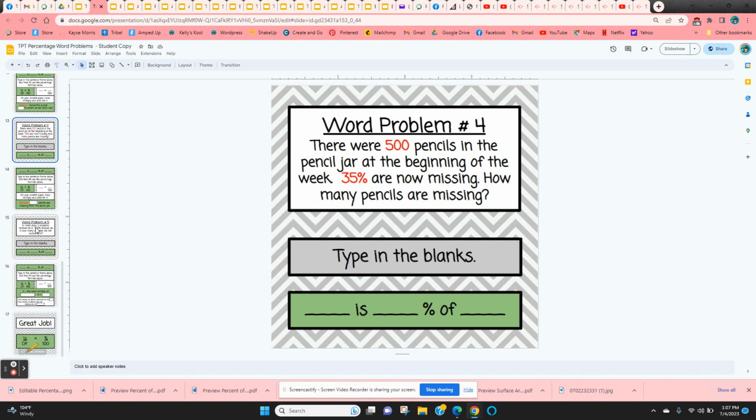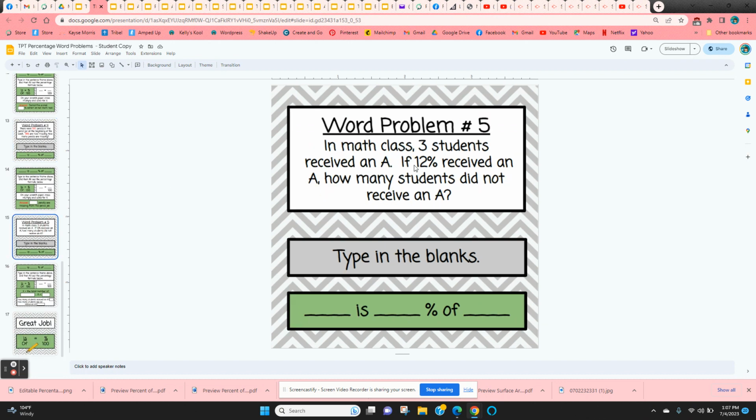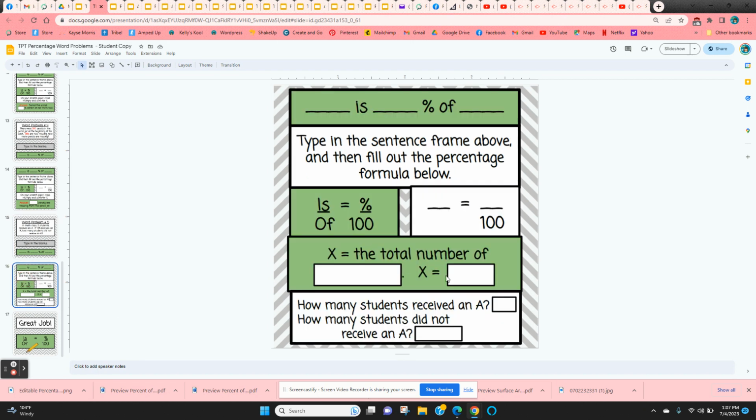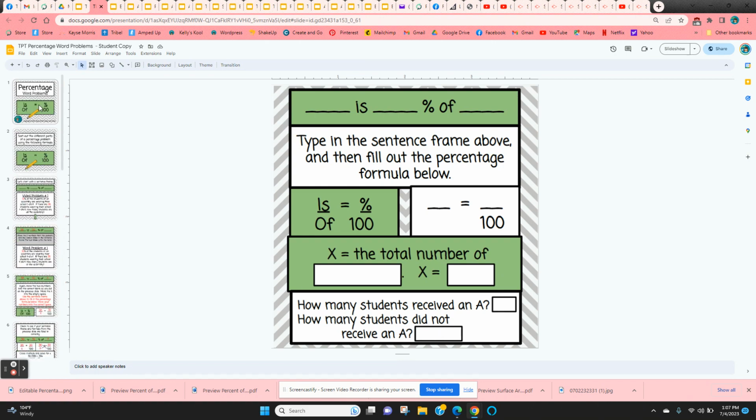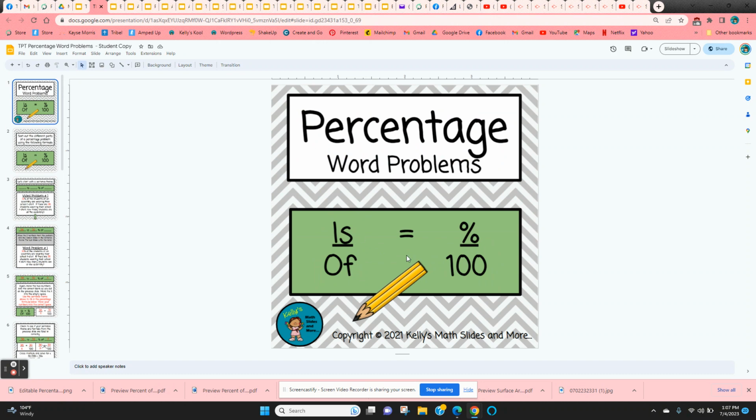Problem 4. And then problem 5 is a little bit different because they're trying to find the number of students who did not receive an A. They know how many received an A, and they know that that was 12%. So what they have to solve for first is how many students are in the class, and that would be that total number. Once they find out how many students are in the class, then they subtract the 3 that got an A to find out how many did not receive an A. So that one's a little bit tricky. They have to do some thinking on that one. Okay, so these are percentage word problems. Digital copy.